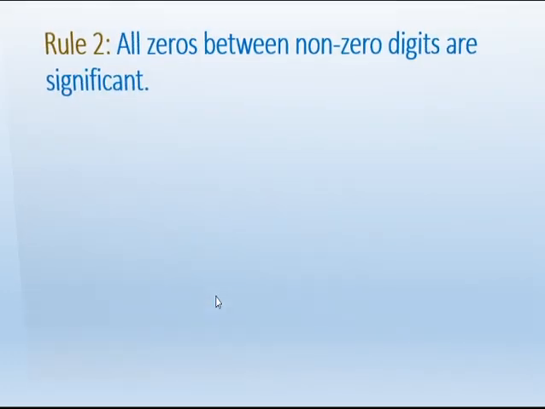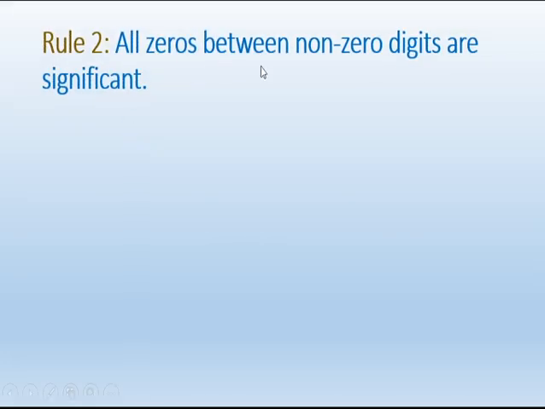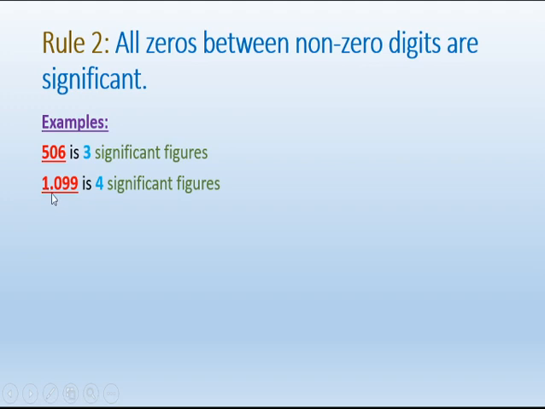Now the second rule is all zeros between non-zero digits are significant, meaning countable. So we will also be counting them. For example, this number 506, the 0 is in between the non-zero numbers, so it is also counted as significant. So 506 is 3 significant figures. Similarly, 1.099 is 4 significant figures. We are counting 0 because it's inside the non-zero numbers, so it is counted as significant.